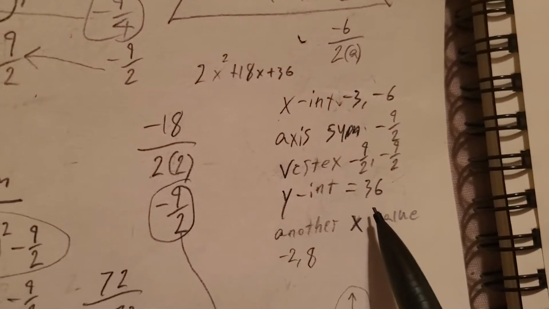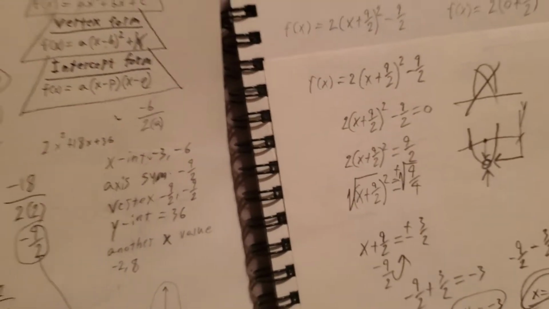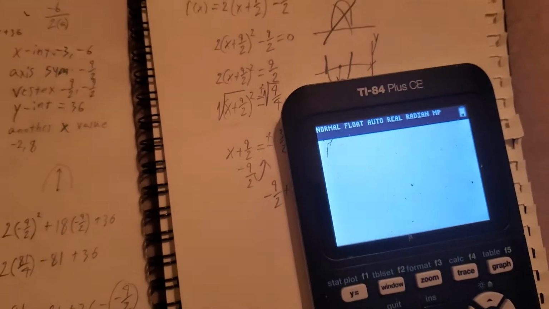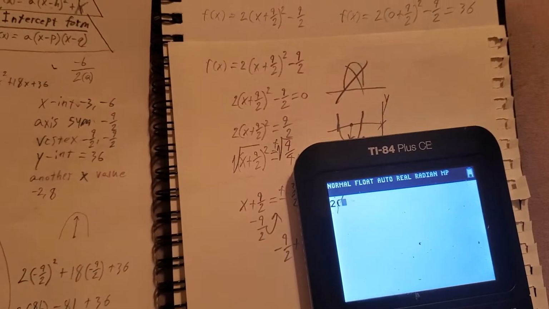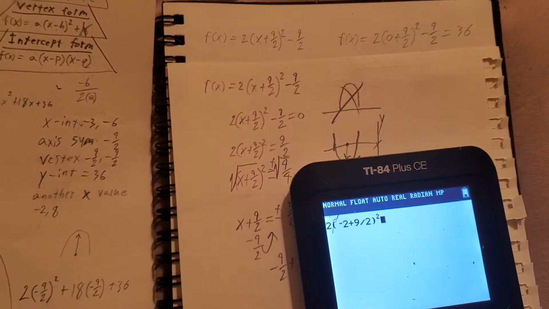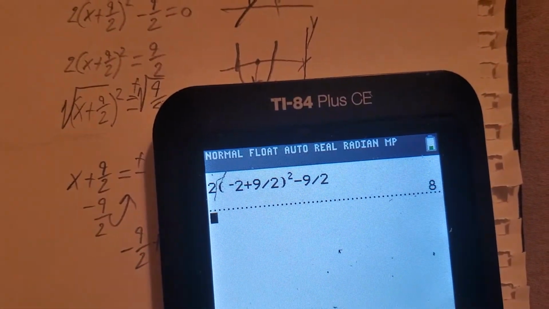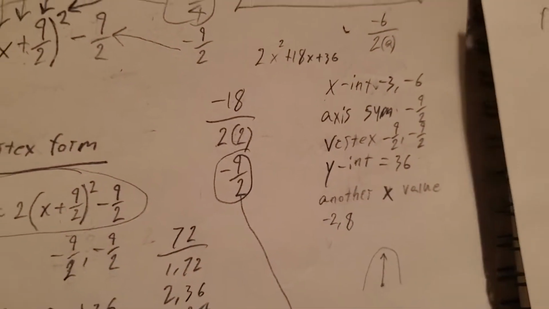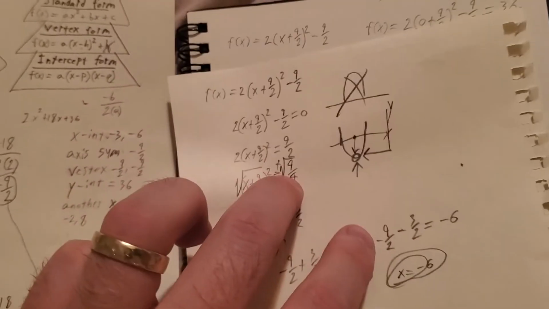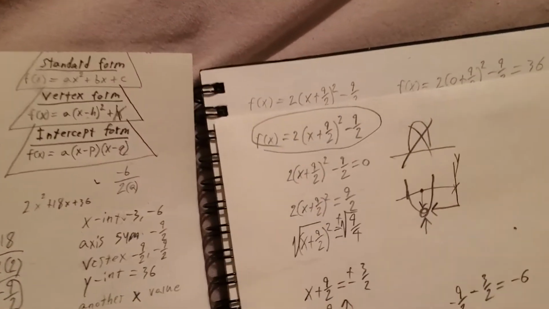And again, that's 36. If we want to put in a different value within here, we can do that for any one of these forms. Let me go ahead and do that here. So we're going to have 2 times -2 plus 9/2 squared minus 9/2, and this should be 8. It is 8. That's the value where x is -2, y is equal to 8. So really, we now got all 6 points of interest from this vertex form right here.